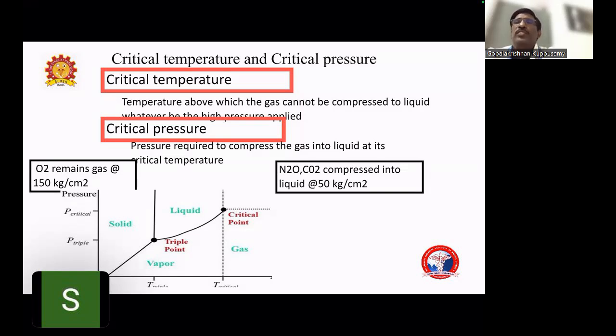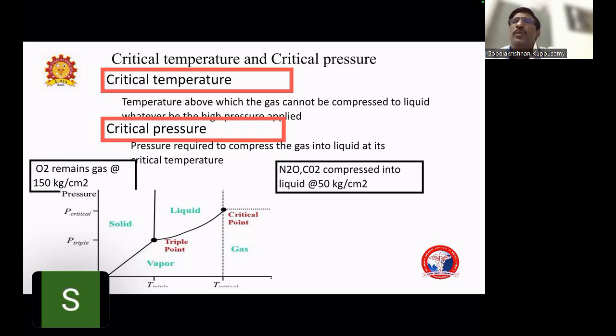If you take oxygen, it remains a gas at normal temperature. If you compress it to 150 bar, like in the cylinder, it will not liquefy. But when you take nitrous oxide and carbon dioxide cylinders, they are compressed at 50 kg per square centimeter. But they compress to liquid. So the cylinder contains both liquid and gas, while the oxygen remains as a gas.